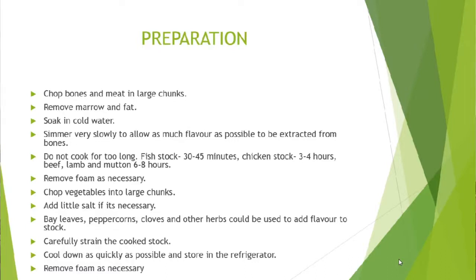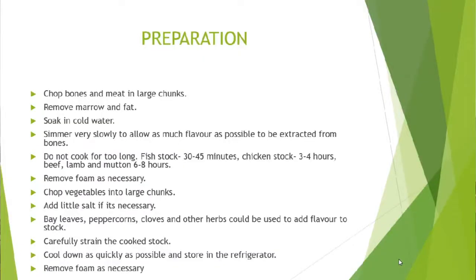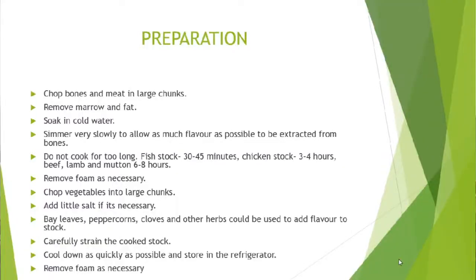So we're talking about the preparation of stock. We said number 1, you chop the bones. Number 2, you remove the fats and marrow, because the marrow can cause your stock to be cloudy. We soak in cold water. We simmer very slowly. Then make sure that you stick to the cooking times, because if you cook your stock for too long, your stock will become cloudy. Then you remove the foam, then you chop your vegetables and add into your stock. Then you add little salt only if it's necessary. You add your seasonings, you strain your stock, you cool it as quickly as possible. Then you also remove foam after that. That was the preparation of stock.